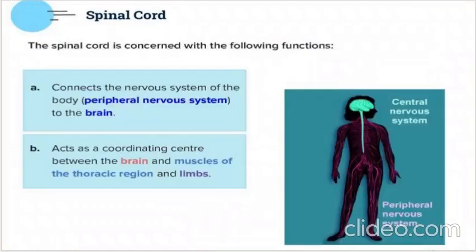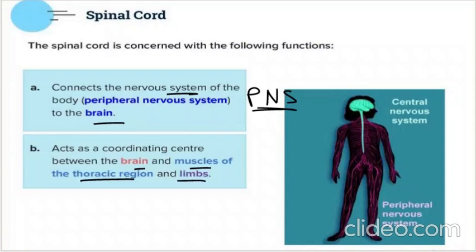All right. So, what functions is the spinal cord concerned with? Connecting the peripheral nervous system, PNS, of the body to the brain, and acting as the coordination center between the brain and the muscles of the thoracic region and the limbs. So the coordination between them is also done by the spinal cord. And that is all about today's session.